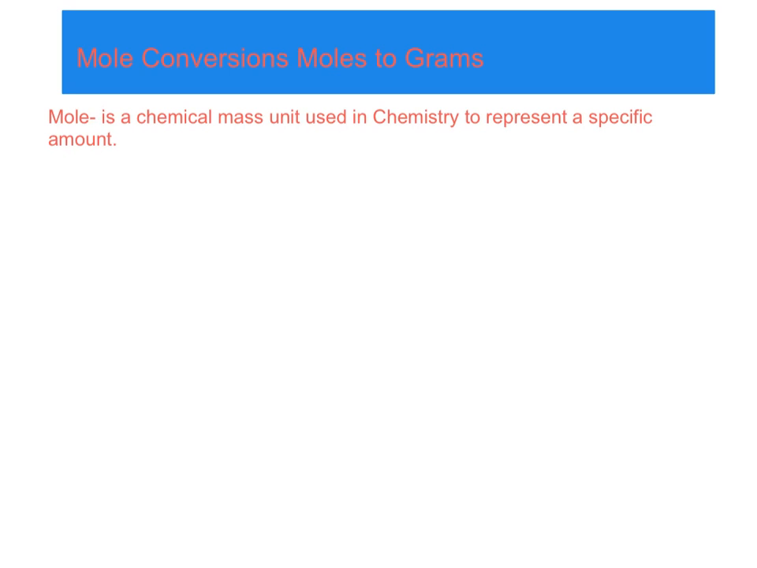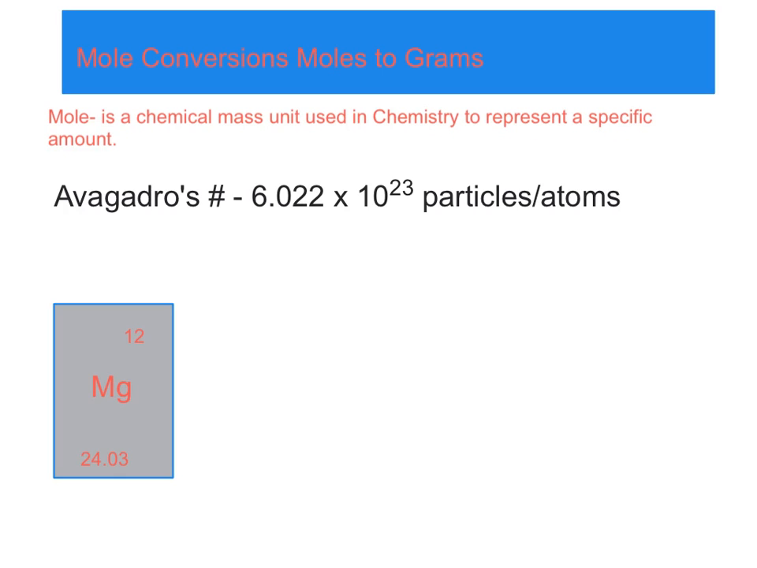Okay, today we're going to learn about mole conversions and the mole specifically. Now, the mole is a chemical mass unit used in chemistry to represent a specific amount. That number that we're talking about is referring to Avogadro's number. Okay, Avogadro's number is 6.022 times 10 to the 23rd particles, atoms.